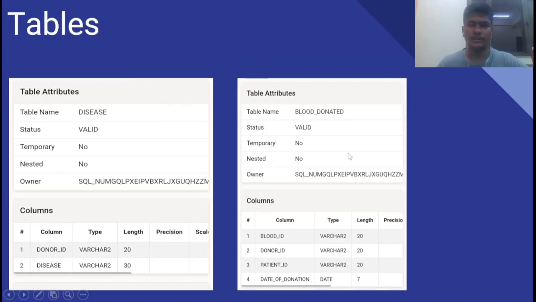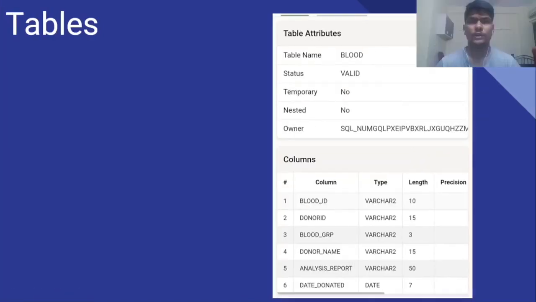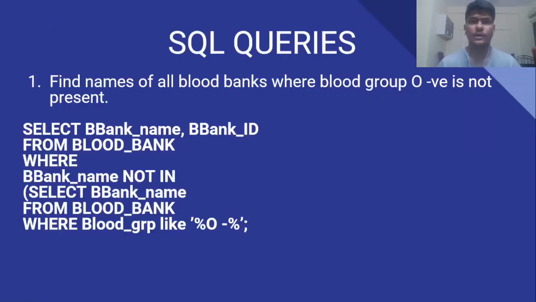These tables are of disease and blood donated, and the last table is of blood. So that was all for the SQL design part. Now let's move on to the SQL queries part.